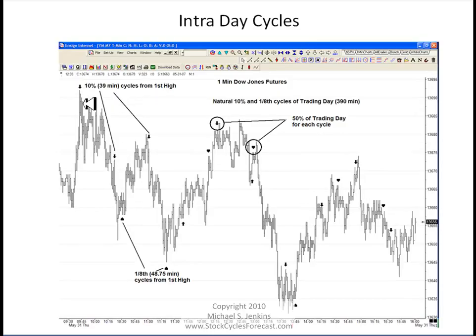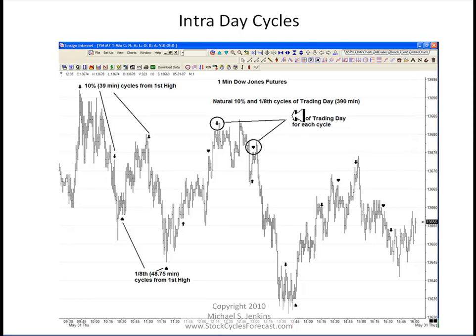Here's a couple graphs of them. The 10% ones are these little arrows, and the 1/8 or 48¾ minutes are these wedge type things. And we can see that they fall fairly close to where the big turns in the market are, at least tradable turns if you're trading. This is a 1-minute Dow Jones futures. So if you note on a 1-minute chart, they're only off by a minute or so from fairly significant swings.